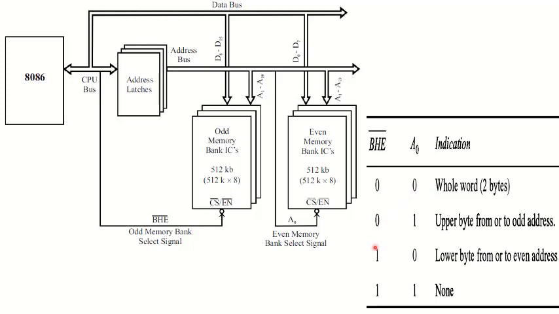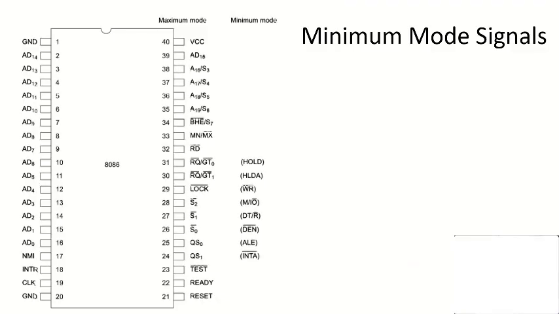Similarly, if BHE is 0 and A0 is 1, you will get the upper byte. And similarly, if BHE is 1 and A0 is 0, you will get the lower data byte. If both are 1, then you will get none. It means the bus will be idle. So this was all about the common pin signals of the 8086.